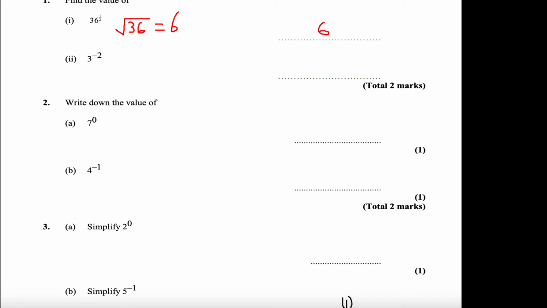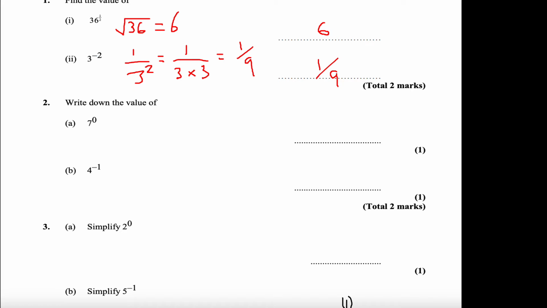Part ii, 3 to the negative 2. Well, the minus power is the reciprocal, so it's the inverse. So it's 1 over 3 squared, which is 1 over 3 times 3, which is 1 over 9. So that is my answer for part ii.